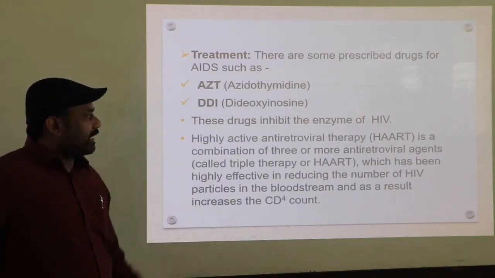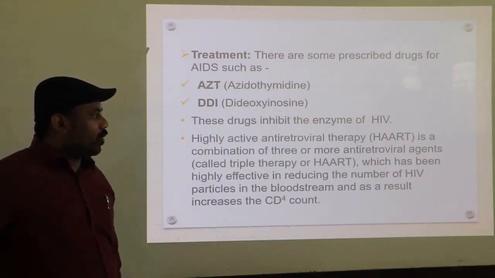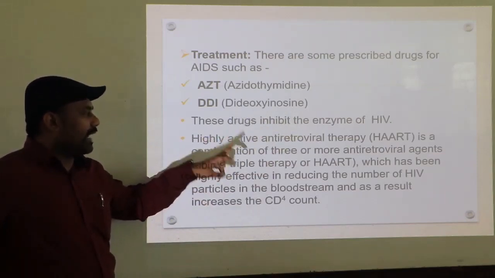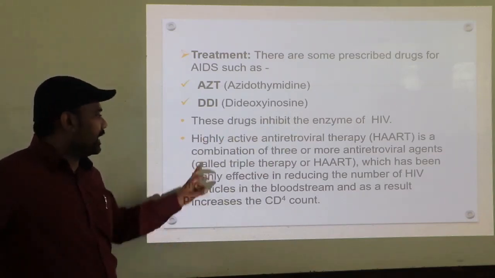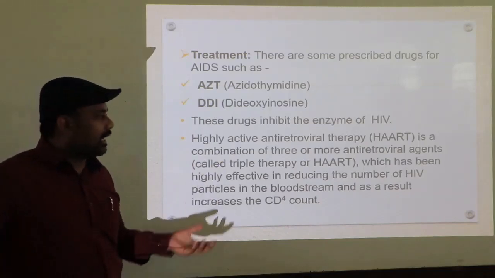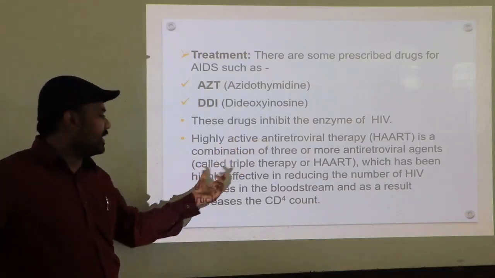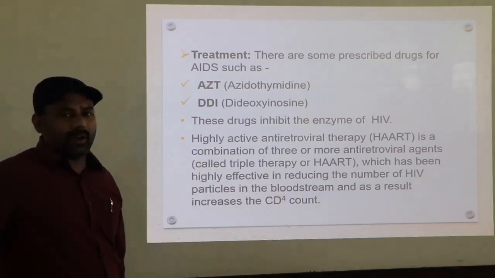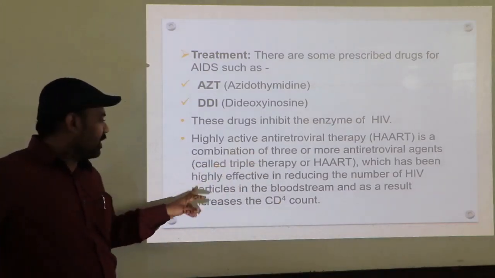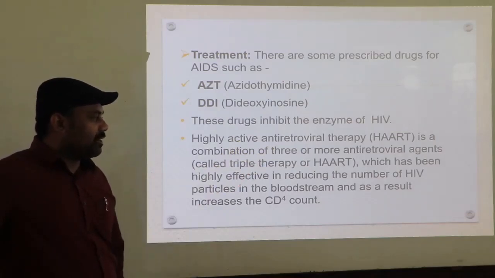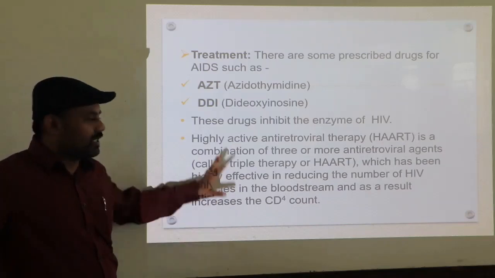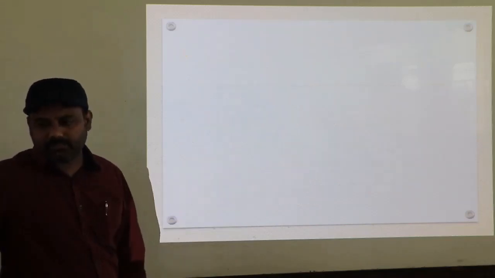Next, these drugs inhibit the enzyme of HIV. Then highly active antiretroviral therapy, called HAART. Do remember the word? Highly active antiretroviral therapy is a combination of 3 or more drugs or antiviral agents, called triple therapy. Triple therapy or HAART has been highly effective in reducing the number of HIV particles in the bloodstream. So this is one of the medications.